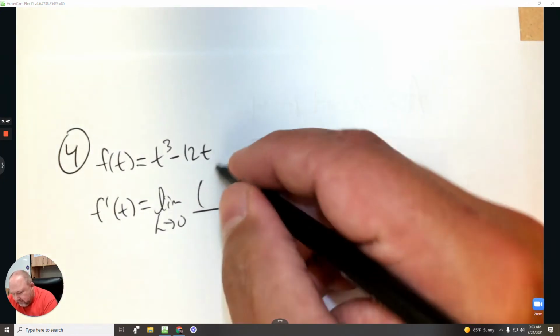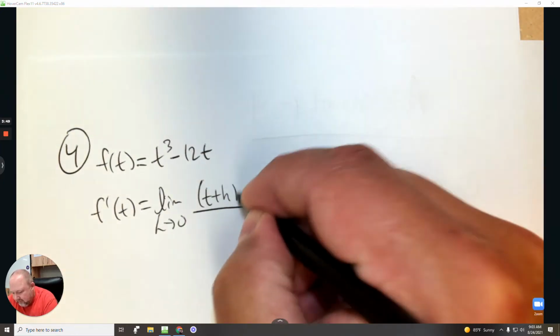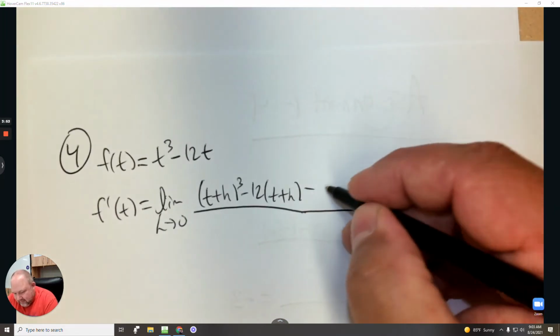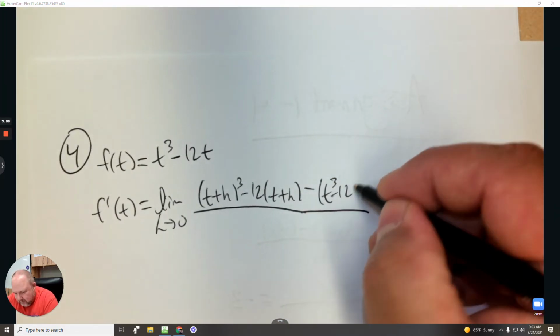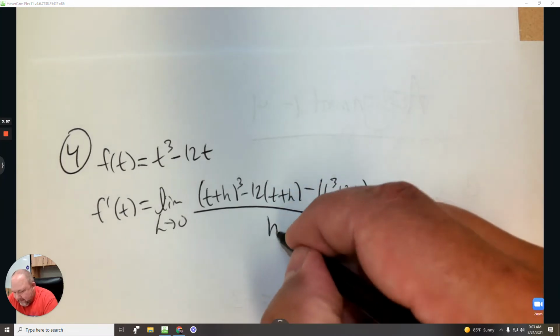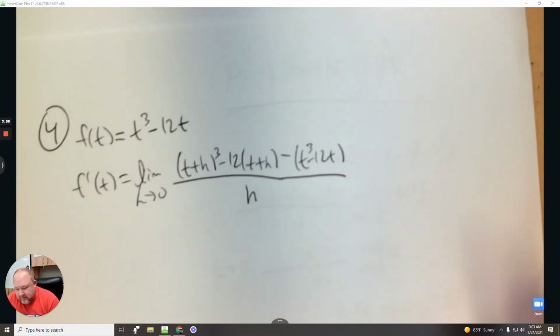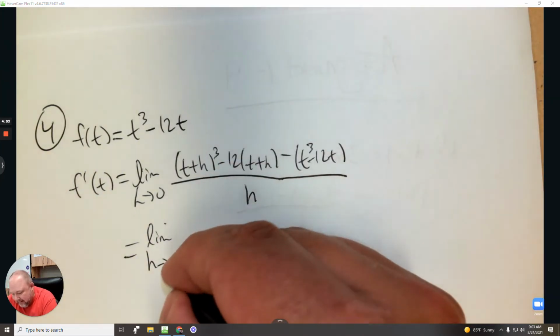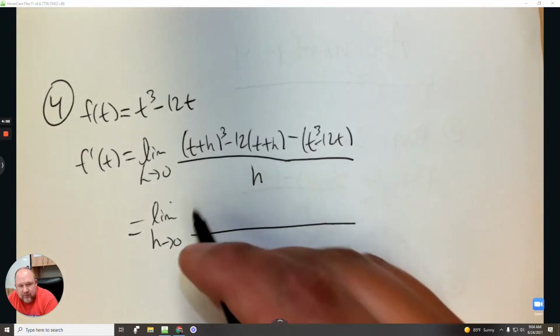So we first, it's t, so we're going to go t plus h cubed, t plus h, and then t cubed minus 12t. So there's the setup. Do you want to distribute t plus h cubed? There's a pattern to that. It's the binomial theorem. I'm going to just do it for you.